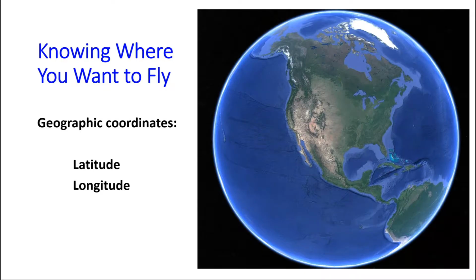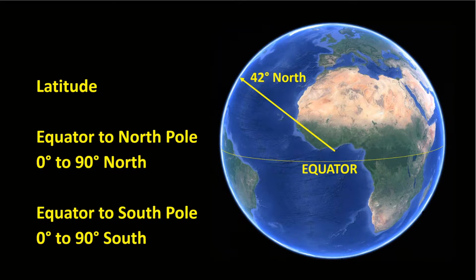The most common method of describing where we're going to fly is by giving geographic coordinates, latitude and longitude. Here's a brief review of geographic coordinates. Latitude is an angle formed by the equator, the center of the Earth, and the location of interest. Latitudes in the northern hemisphere are given from 0 to 90 degrees north. In the southern hemisphere, it's from 0 to 90 degrees south.